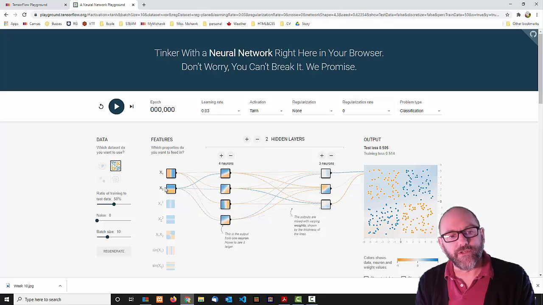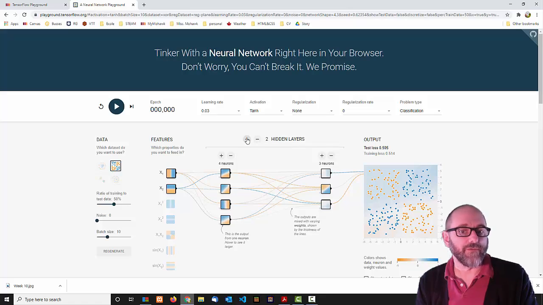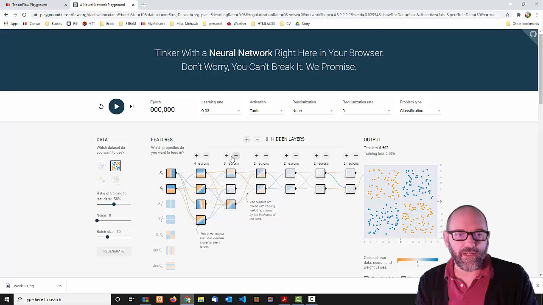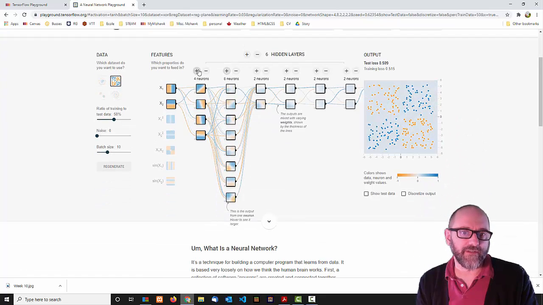And when you've got a network that solves it, maybe jot down the parameters of it. What was your learning rate? What was your activation function? How many hidden layers? How many neurons in each hidden layer, and so on. But then try to get the smallest network that will solve the problem. Smallest in terms of number of neurons. So, you can have 6 hidden layers, and each hidden layer can have 8 neurons in it.